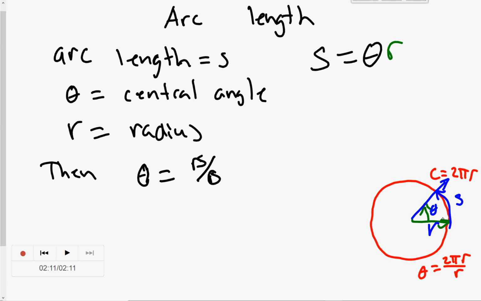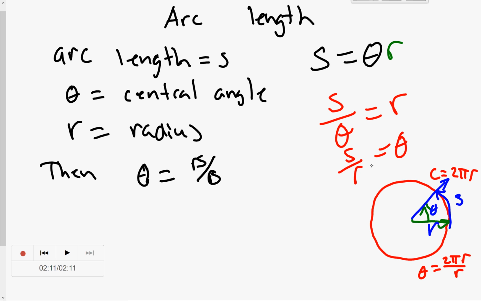So we can also switch this around. We can divide by theta, and so we can find our radius by taking our arc length and dividing by theta, or we can find our angle by just dividing by r.